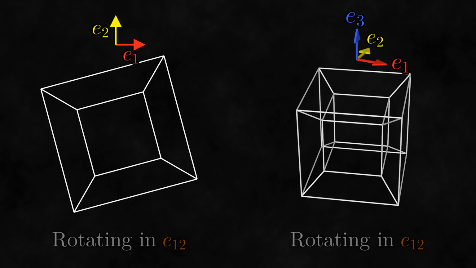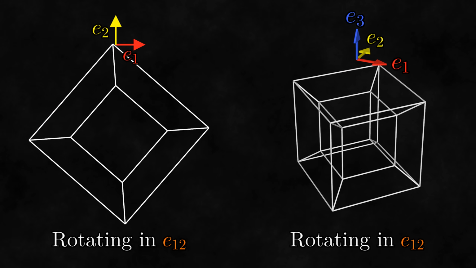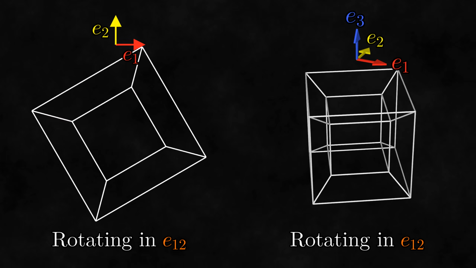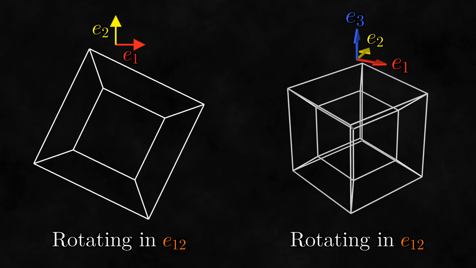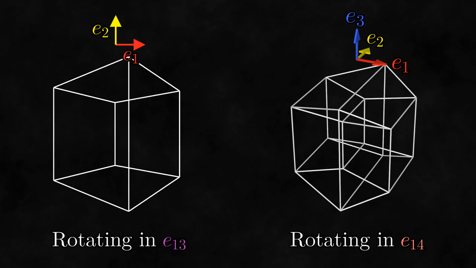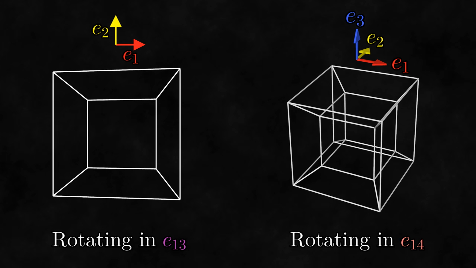First, we can rotate in the familiar 3D planes E12, E13, and E23. These rotations don't look that weird. However, in 4D, we have 3 more basis bivectors, E14, E24, and E34. Rotating in one of them, we get something that looks much crazier.